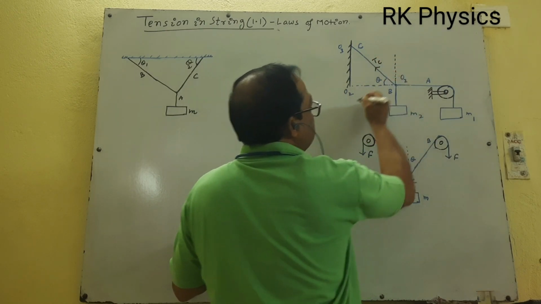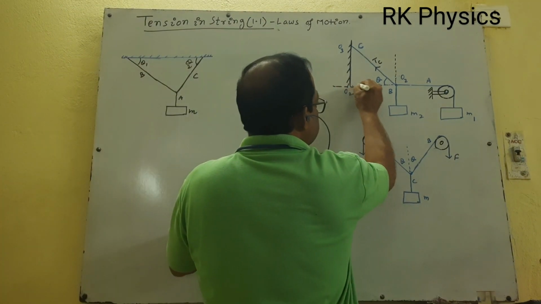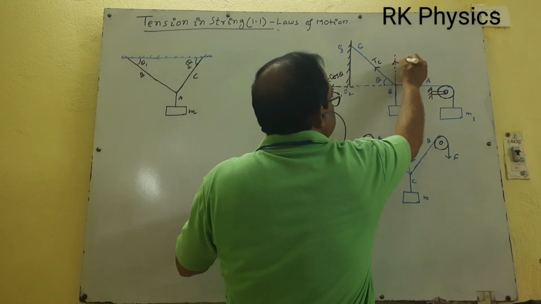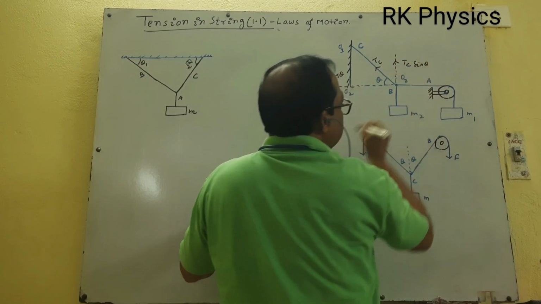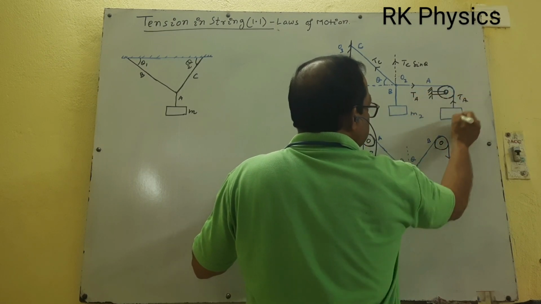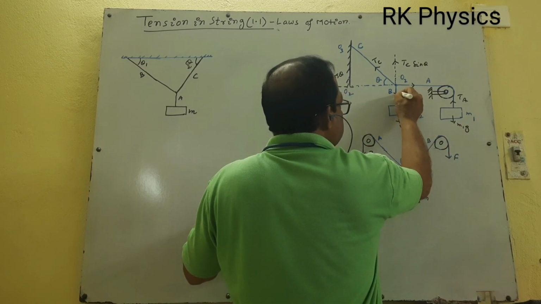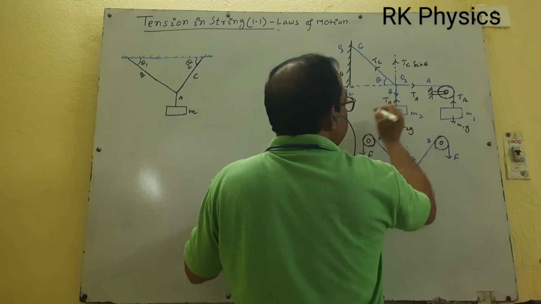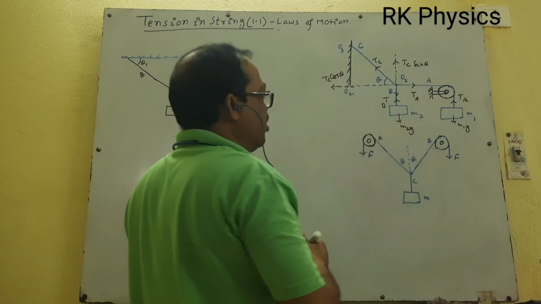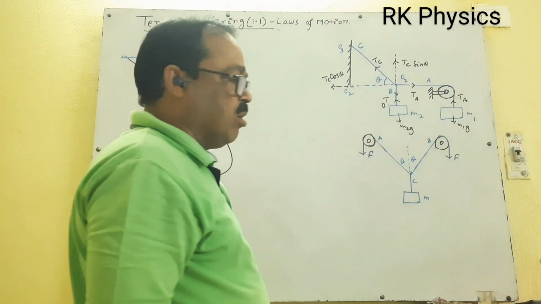I am giving this as TC. Resolve TC into components along this direction. TC cos theta along this direction, this is TC sin theta. Now along this direction, this is TA. So this is TA and this is M1G and this is your M2G and this is TA. This is TB, tension in B. So these are the forces, tensions acting on the system.